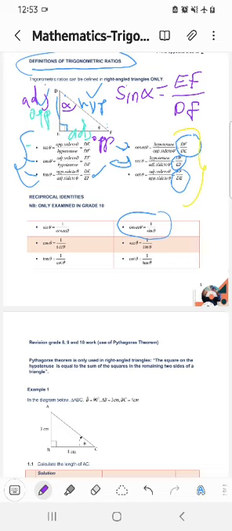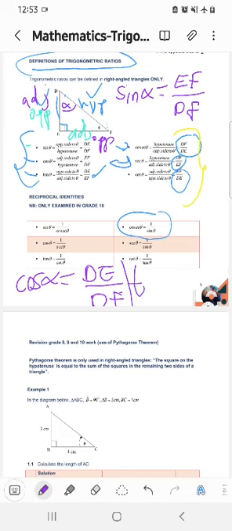Then if we have cos alpha, cos we said is adjacent over hypotenuse. What is the adjacent? It is DE over the hypotenuse DF. Then the last one, tan alpha. So the tan of alpha will be the opposite in this case, EF, over the adjacent. Our adjacent in this case is DE.